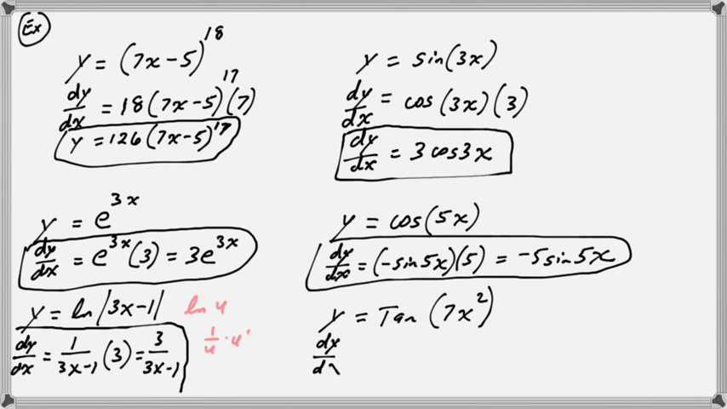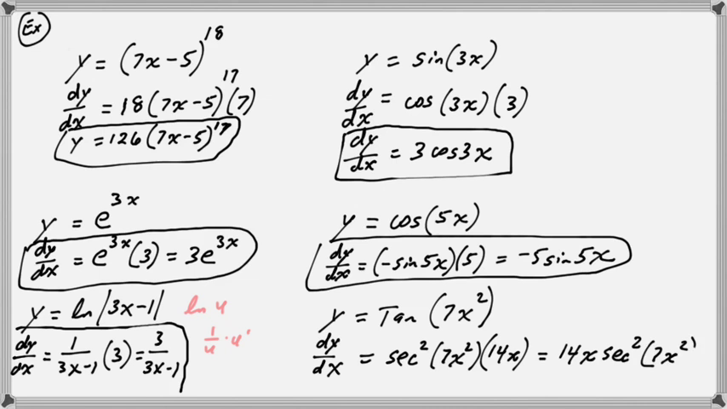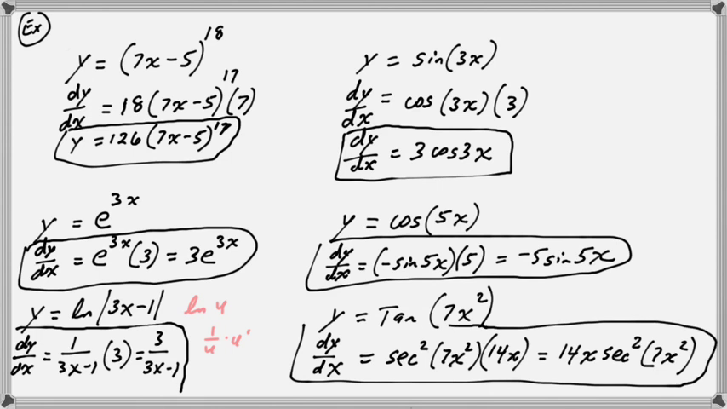The derivative of tangent is secant squared of the same angle, but then you have to multiply times the derivative of the angle. So that's 14x times secant squared of 7x squared. These are just some examples. We'll get some more challenging ones.